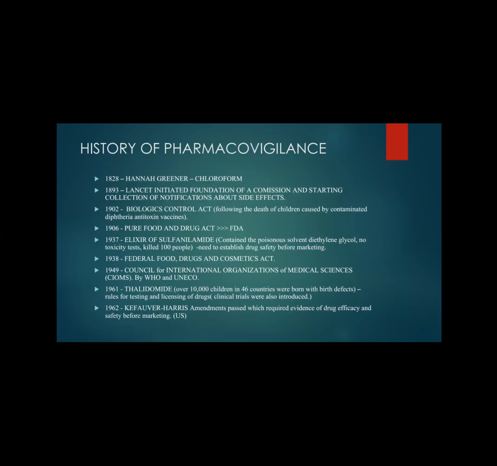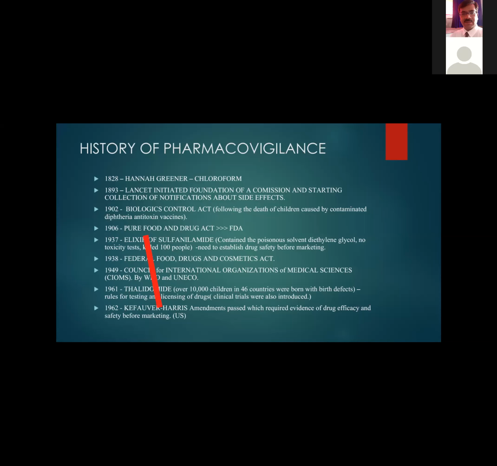Now we come to the history of pharmacovigilance and how it started. In 1928, there was a girl called Hannah Greener. Hannah Greener had some issues with her toenail, and the toenail was supposed to be removed. Chloroform was given to her as an anesthetic, and it led to the death of Hannah Greener. From then on, the safety and efficacy of drugs have been prioritized because of her death.